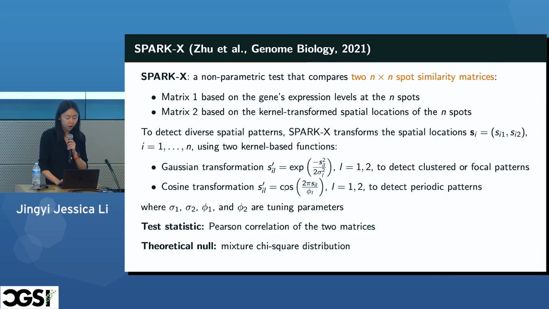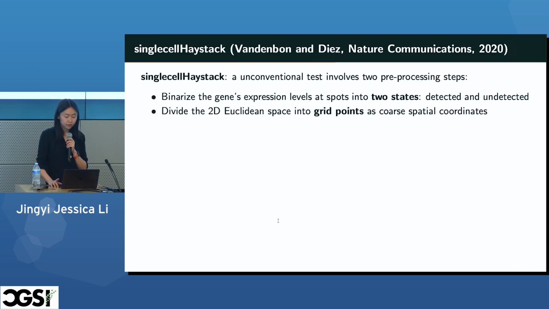Without going into the detail, their test statistic is to compare these two matrices, one based on gene expression, one based on spatial location, and they use the Pearson correlation between the two matrices. And there is some theory to say that this Pearson correlation follows a mixture of chi-square distribution, and that's how they get the p-value. This is SPARK-X.